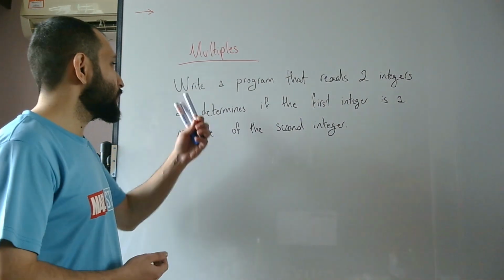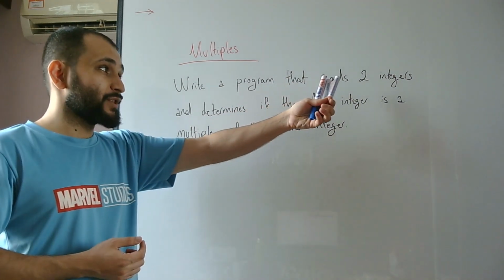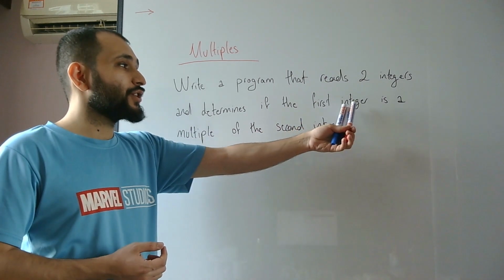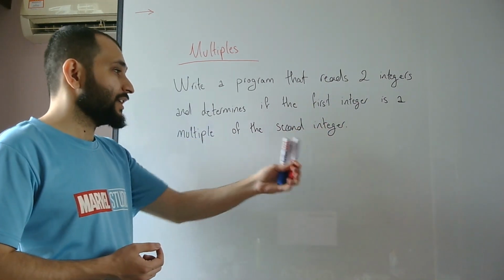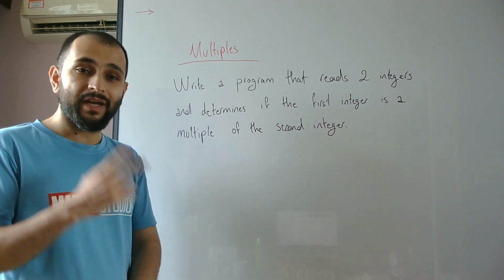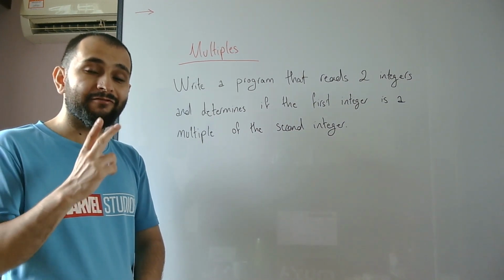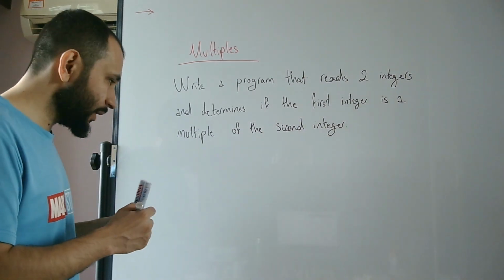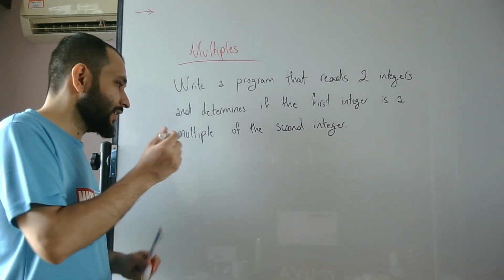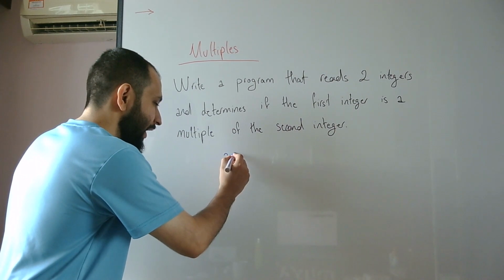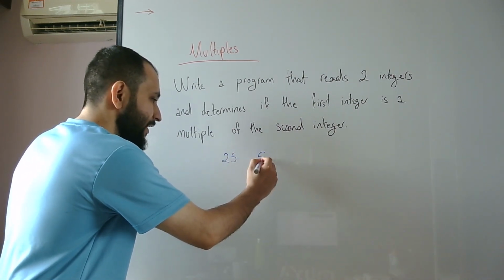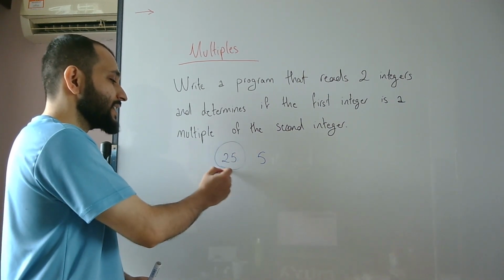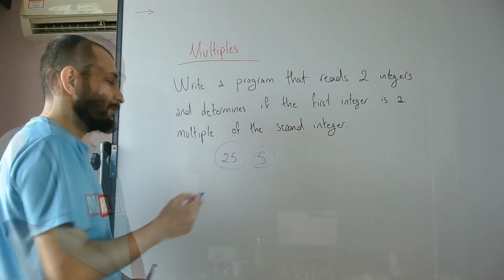I would like you to write a program that reads two integers and determines if the first integer is a multiple of the second integer. So you get two integers and you find out if the first integer is a multiple of the second integer. For example, if I provide these two numbers, 25 is the first number and 5 is the second number. So you have to find out if 25 is actually a multiple of 5.